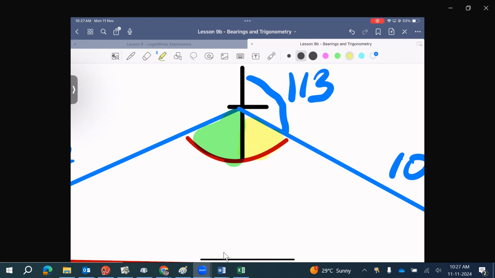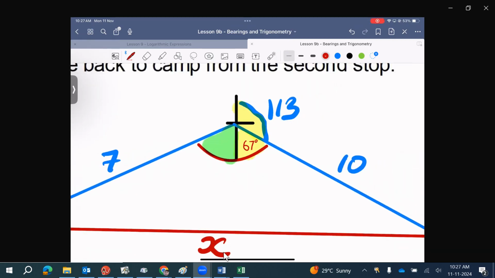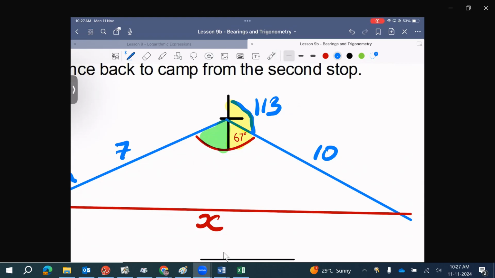Now the yellow bit is going to be supplementary with that bit there, isn't it? That bit, the yellow bit, is going to be supplementary with the 113, which means it's going to be 67. Because this angle here is going to be 180 minus 113, which gives us 67.